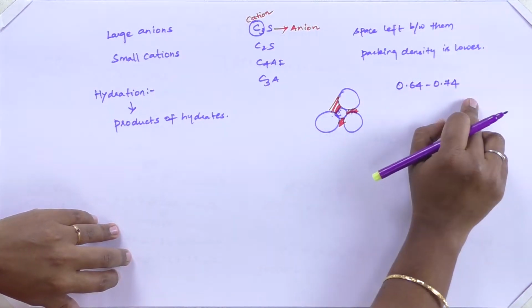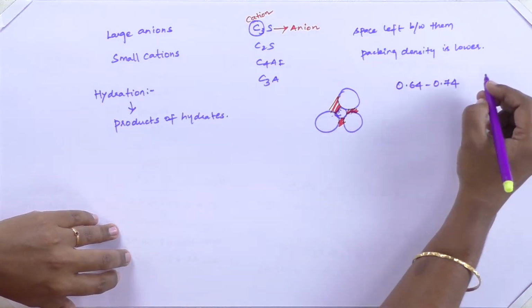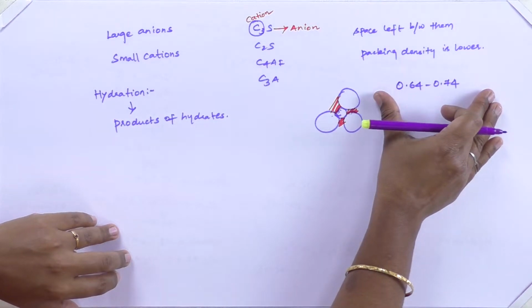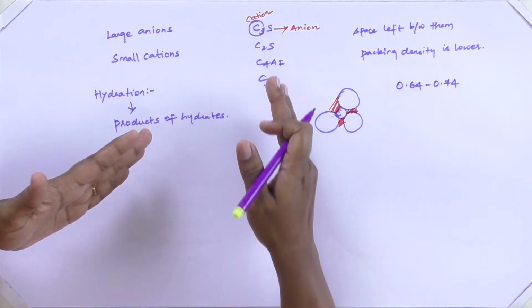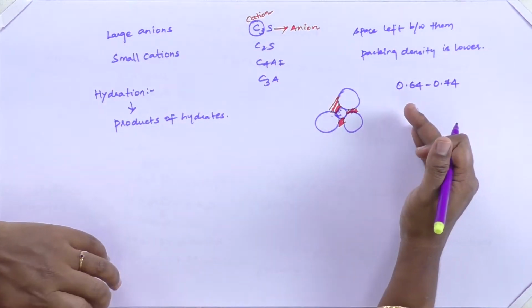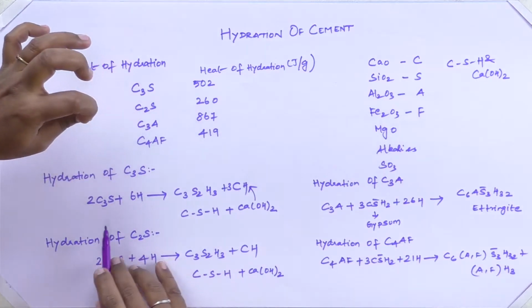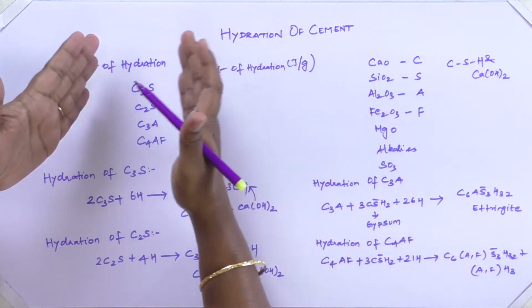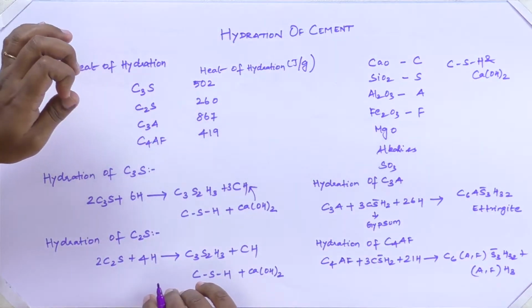This 0.64 to 0.74 is the packing density for a stable cement compound. To achieve this packing density, these compounds get readily reacted with water. And here we have seen about the individual hydration of the compound minerals.